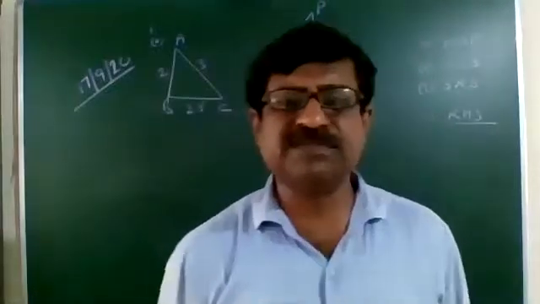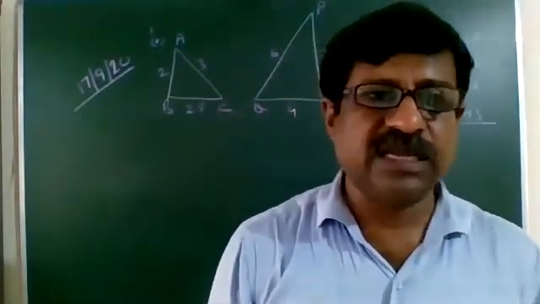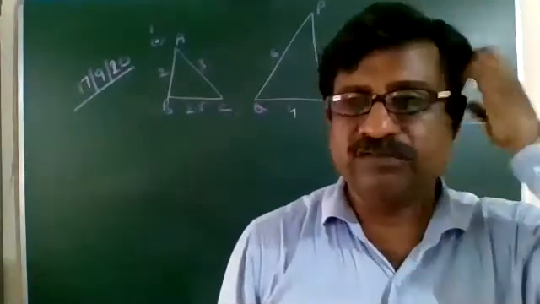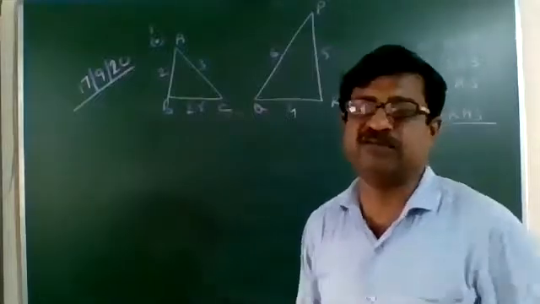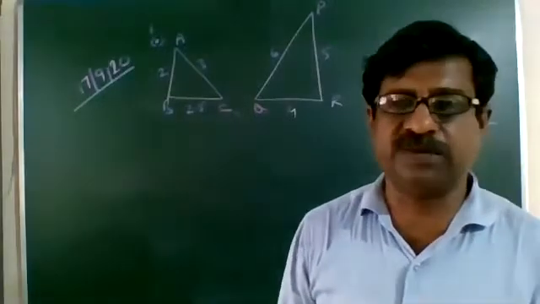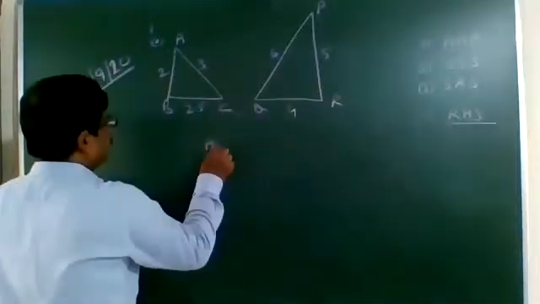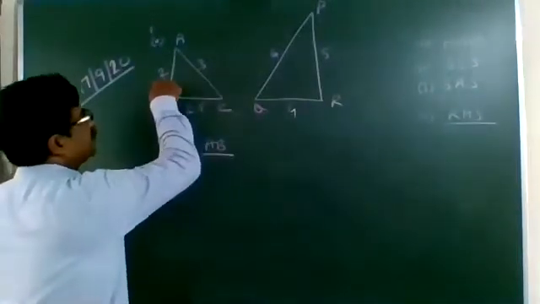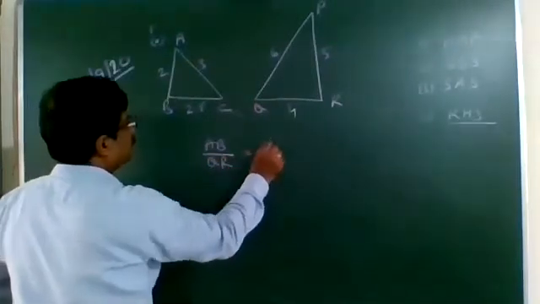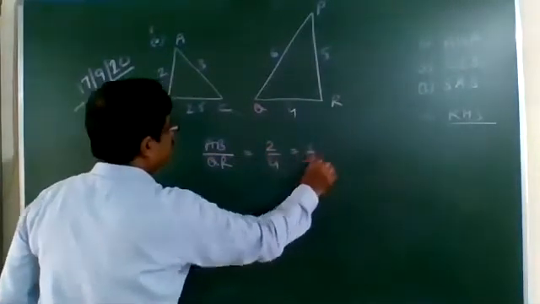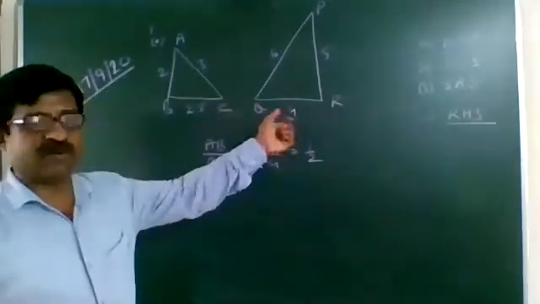Now the measurements of some of the sides of the triangles are given. We have to check whether the triangles are similar. This time none of the angles is given, only the sides. We try to find the ratios of the sides and find out which side is in proportion with which side. We observe AB is 2 centimeters, and on this side we got QR as 4 centimeters. AB upon QR is 2 upon 4, which after cancellation is 1 by 2.